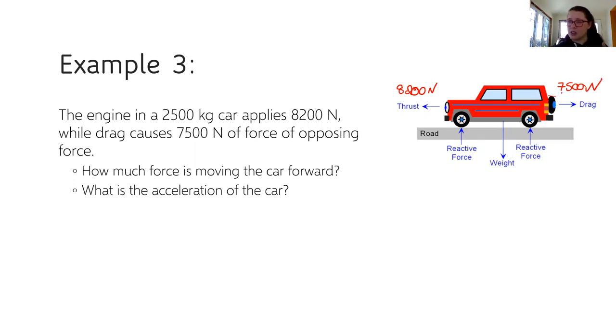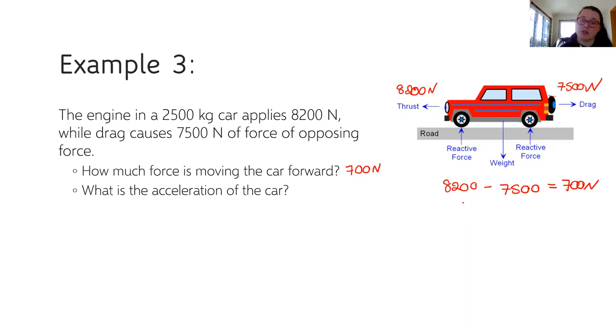Well, you'll notice forces are in opposite directions, so some of it's going to cancel each other out. So let's figure out how much force is actually still going forward. So 8,200 minus the drag, because drag doesn't give us any forward thrust. It subtracts from it, leaves us with 700. So we have 700 newtons still actually moving the car forward. The rest of the force is just counteracting the drag, or the vehicle wouldn't move at all.